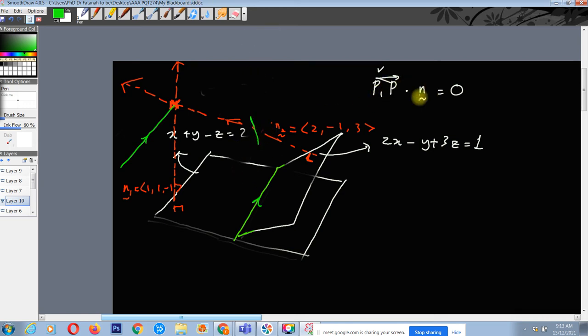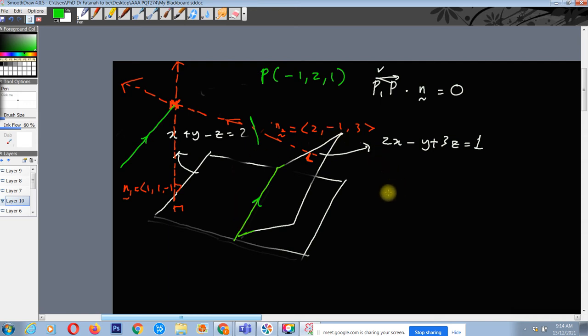To get the normal for our plane here, they already give us P(-1, 2, 1). But we know that the plane we want to find passes through the line of intersection of the planes.